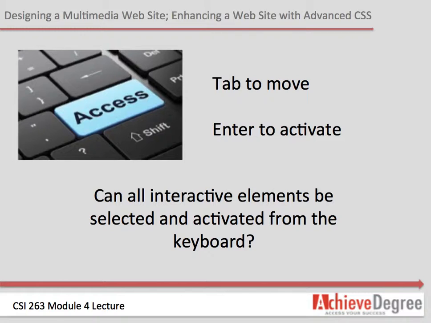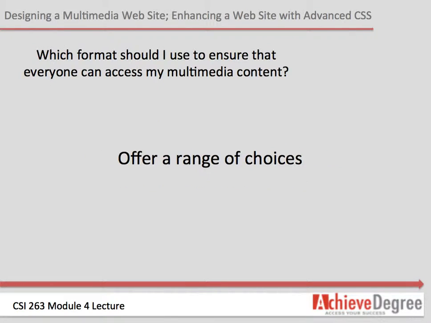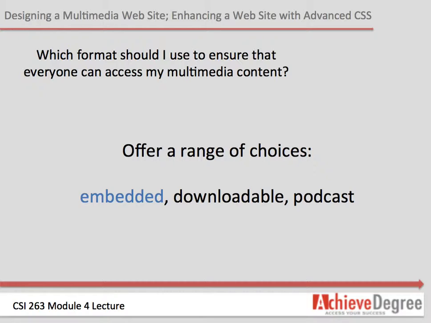There is no single answer to the question, which format should I use to ensure that everyone can access my multimedia content? Instead, the best approach is to offer a range of choices and allow the user to select the one that best suits his or her environment and preferred access method. For instance, audio and video can be embedded into web pages, presented as a download link, or made available as a podcast. The embedded version has the benefit of being presented within the context of the website, which means the video can have accompanying text and images that support the video materials.